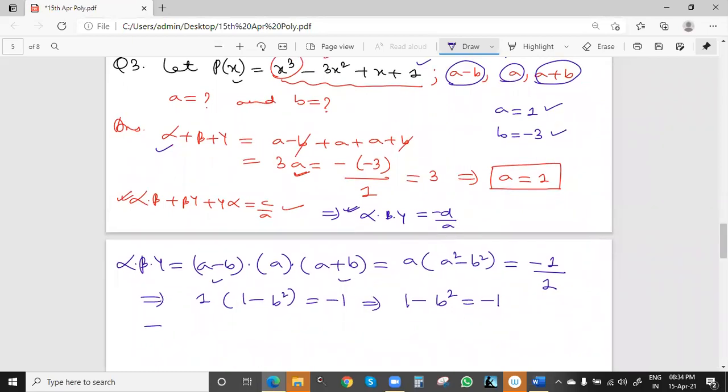And here we can write this b square will go to the right hand side, minus 1 will come to the left hand side. So 1 plus 1, 2, equal to b square. Carefully we have to solve. So b square will be equal to 2.